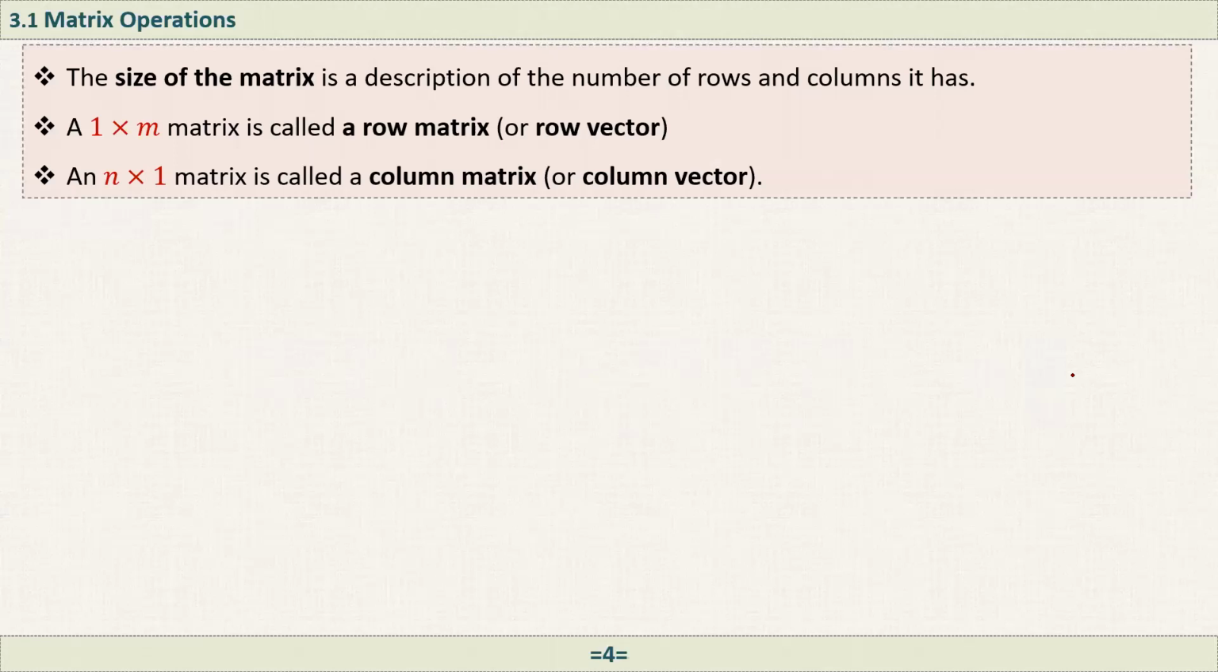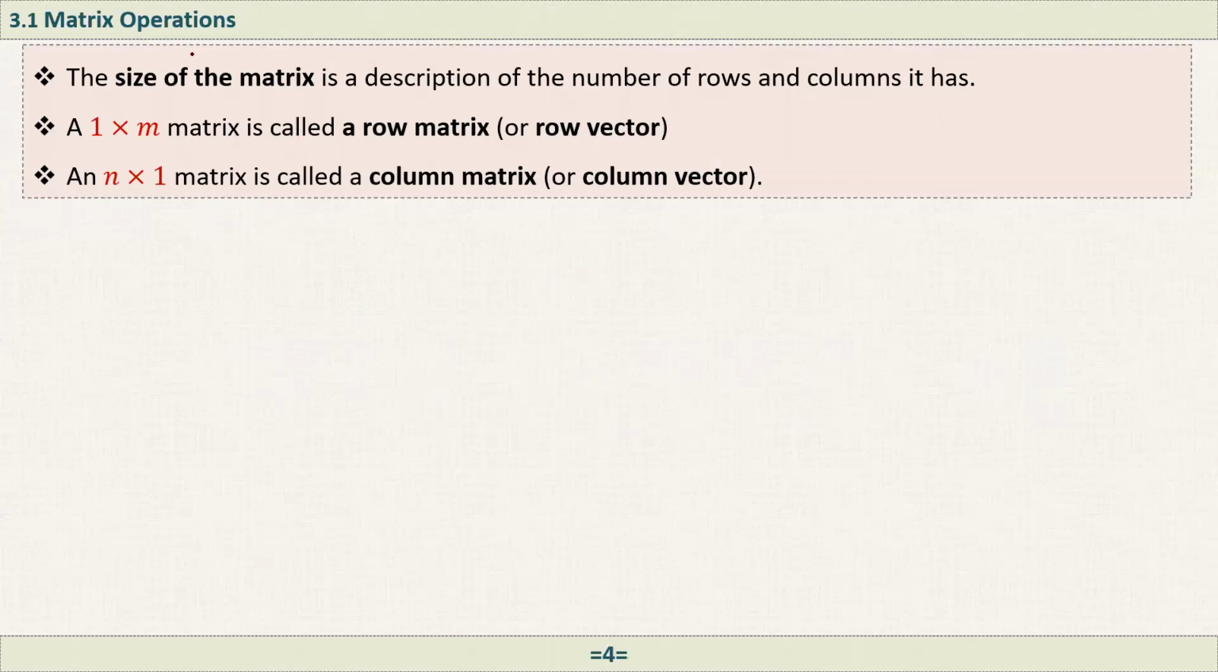So now, the size of the matrix. What is it? A 1 by m matrix is called a row matrix. We have already seen this, or row vector. An n by 1 matrix is called a column matrix or column vector. Okay? And together, if a matrix has m rows and n columns, we will call this an m by n matrix.